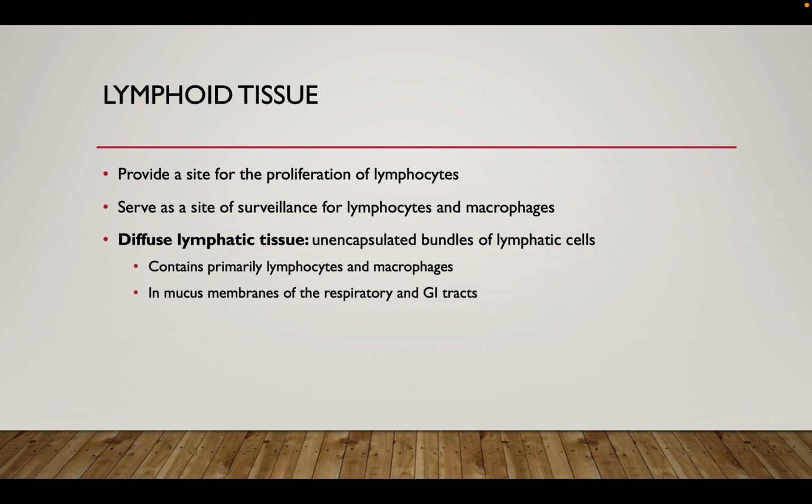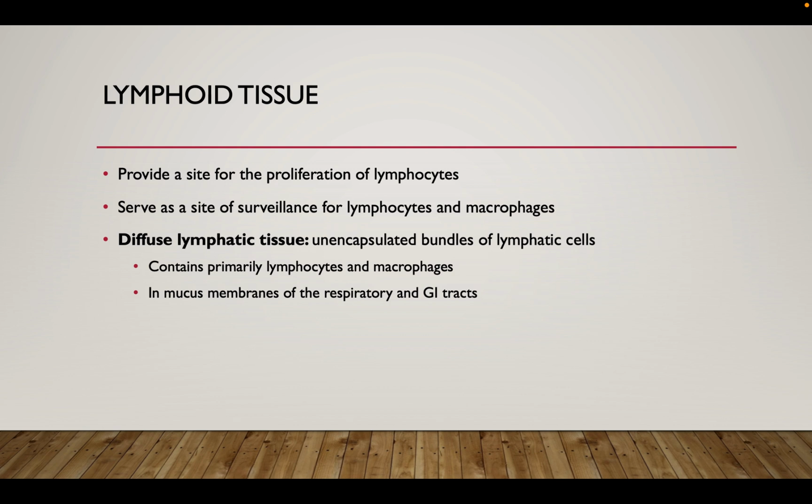Okay. So one type is a diffuse lymphatic tissue. These are going to be unencapsulated bundles of lymphatic cells. What we mean when we say unencapsulated is that they're not very well circumscribed. There's not a distinct line that shows this is where this tissue stops or starts, and this is where the rest of the tissue, whether it's in the digestive tract or respiratory tract or wherever, begins. There's not a demarcating line saying this is where the lymphatic tissue stops, and this is where the rest of the tissue begins. So it's diffuse, essentially.